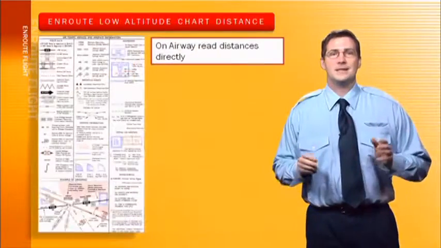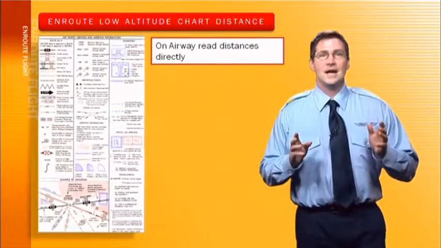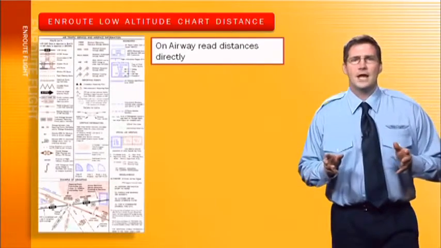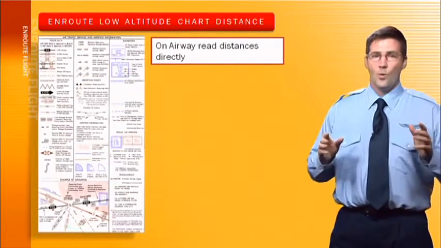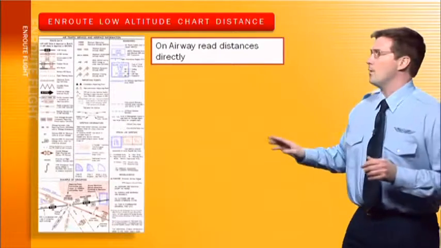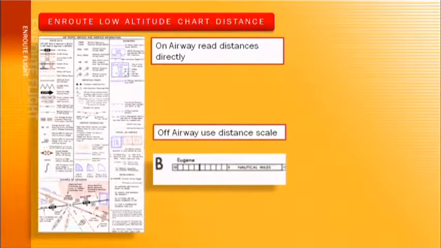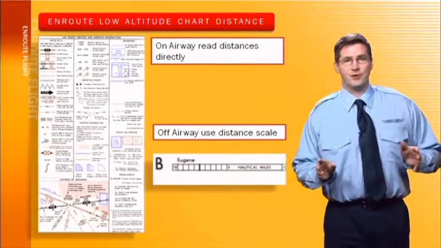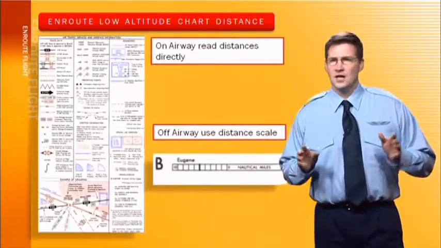Now, let's talk about distances on airways. Distances are shown along each airway and are measured in nautical miles. While you're flying on an airway, you can directly read the distances. Now, when you are off airways, use the scale provided on the bottom of the low altitude chart or a plotter made for IFR plotting. Now, the VFR and WAC scales are different and will not work on IFR charts, so don't try and use your VFR plotter here.